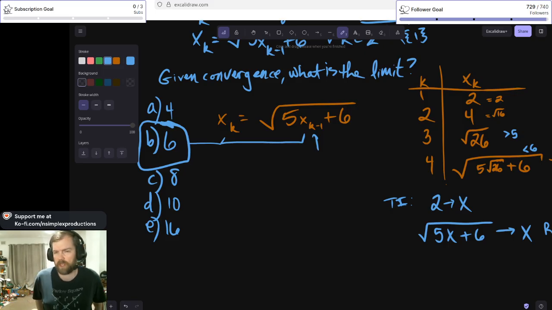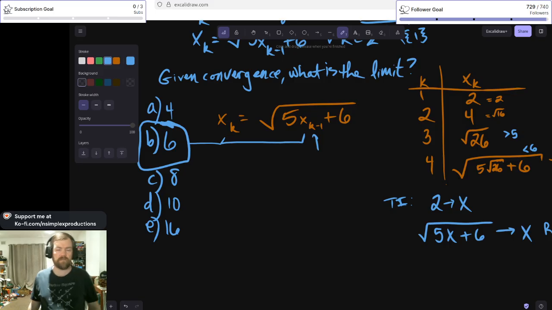Right, and then just keep going again and again and again. It's going to still raise the value. 8 times 5 is 40 plus 6. 46 square rooted is just under 7. So then 7 times 5-ish is going to be 35. Plus 6 is 41. And now notice we're decreasing. Square root of 41 is 6.5. 6.5 times 5 is going to get us 32.5. Plus 6 is 38.5. And now we're getting even closer. So we're approaching 6 from both directions here.